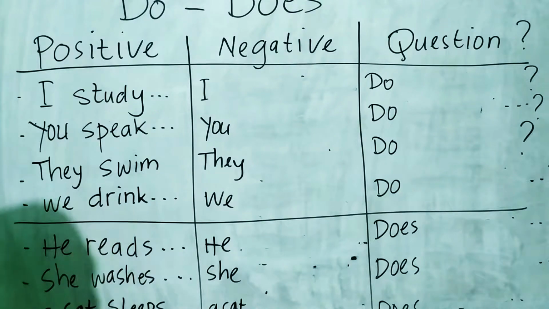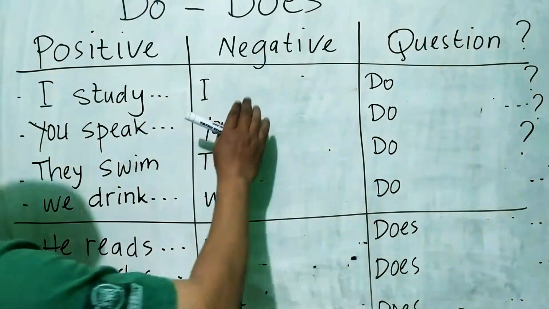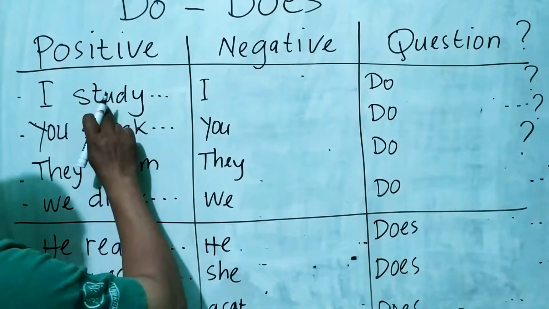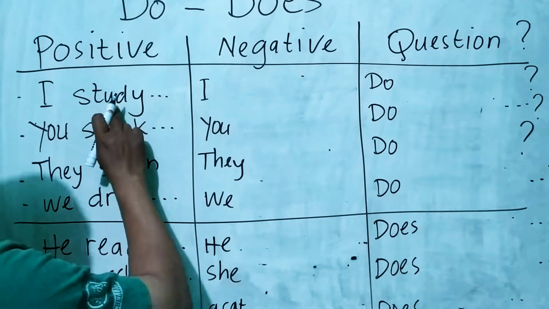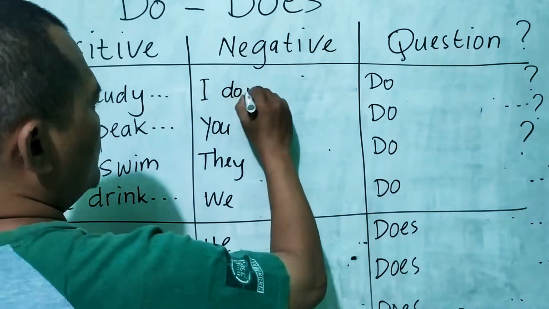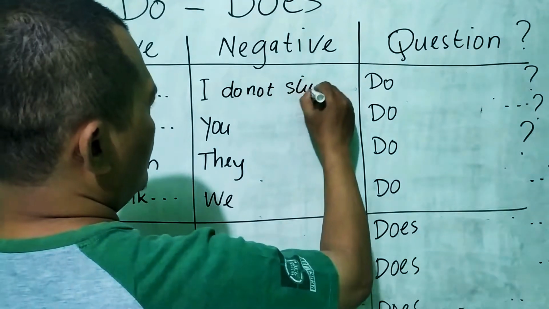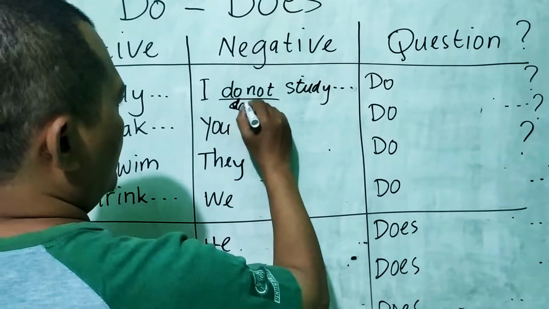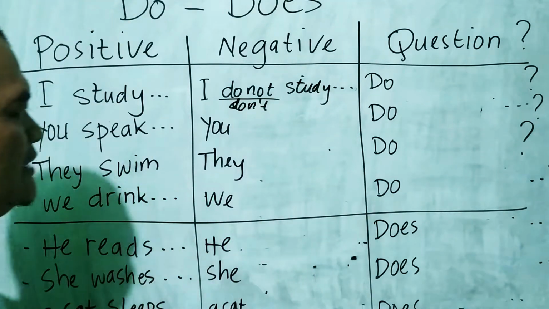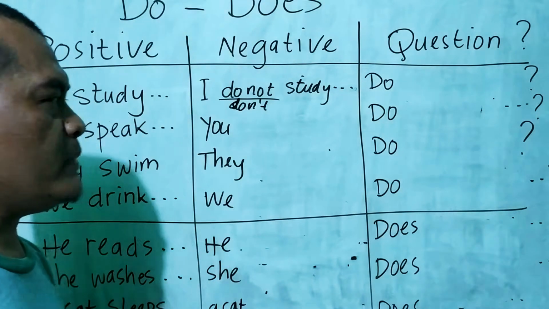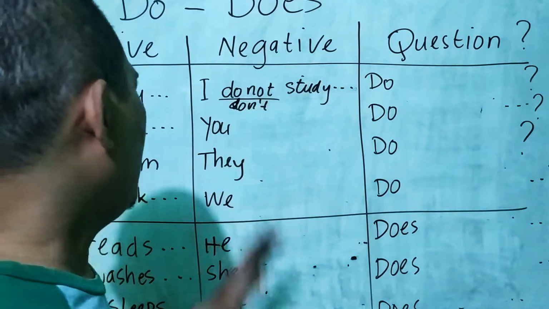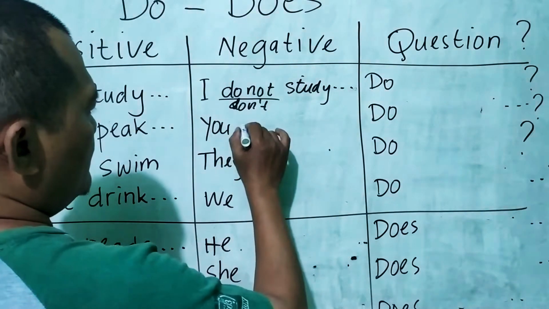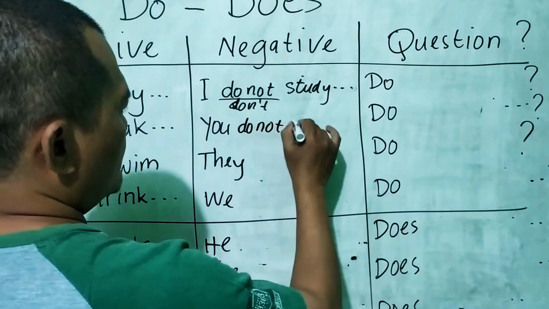Okay, in negative, how do we make it negative here? I give you the subjects I, you, they, we again, but in negative, because the verb has no S, it will be do not study, or it can be shortened to don't. I don't study. I don't study English. I don't study math, and so on. You can put the object yourself, right? And if you speak, without S also, the negative will be you do not speak.